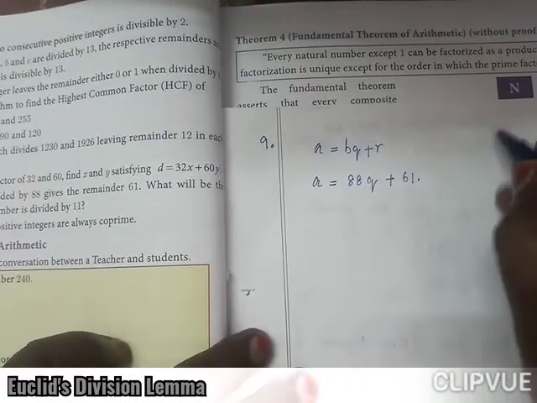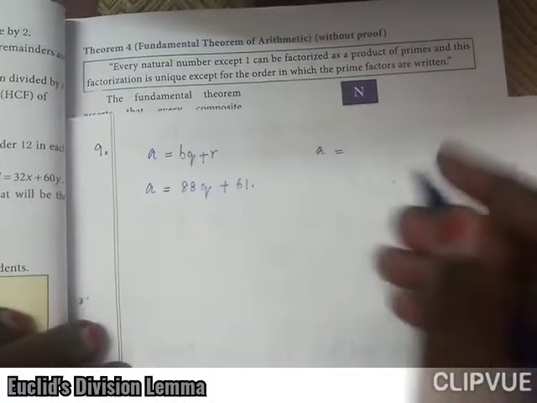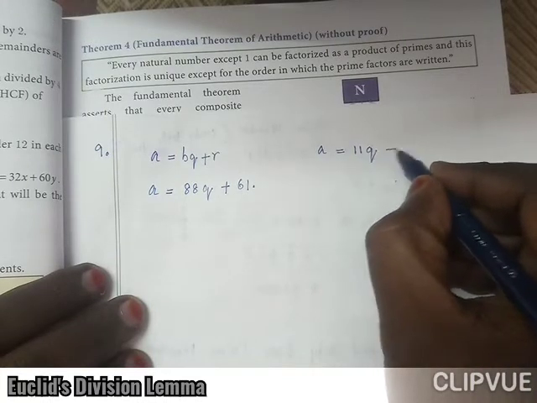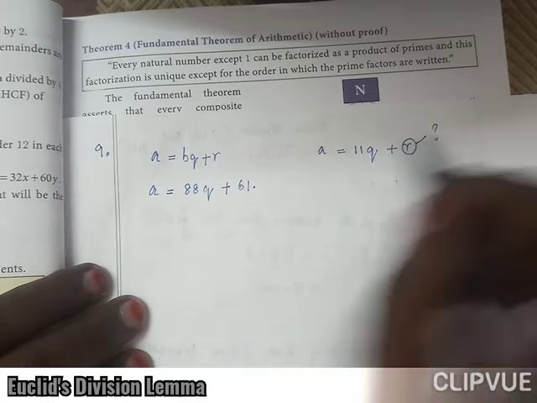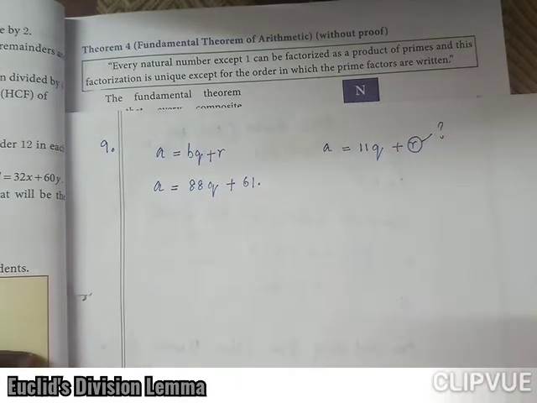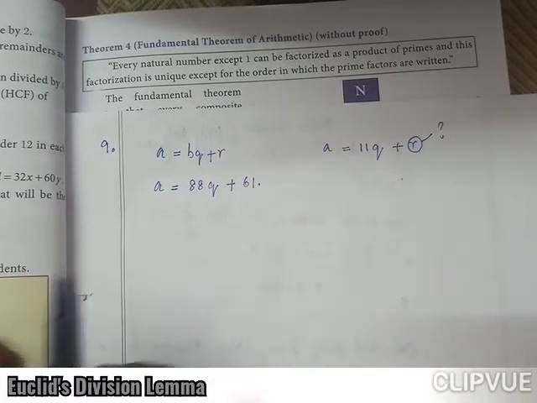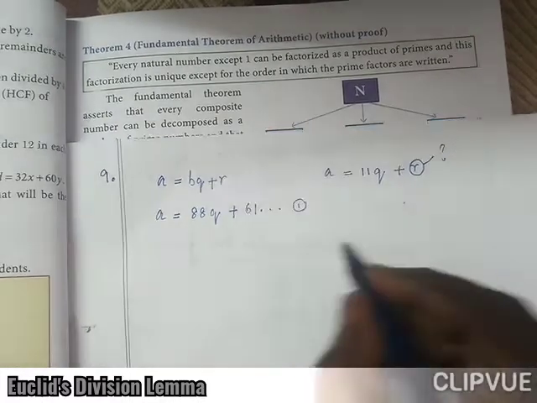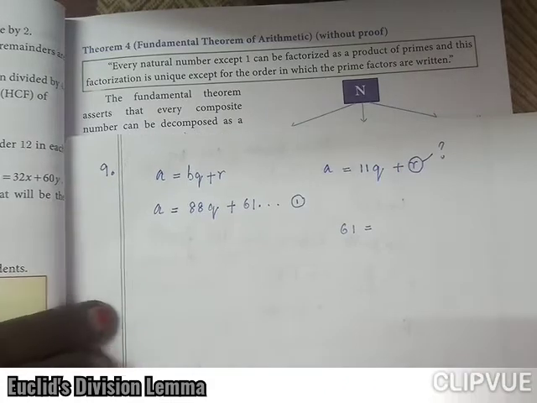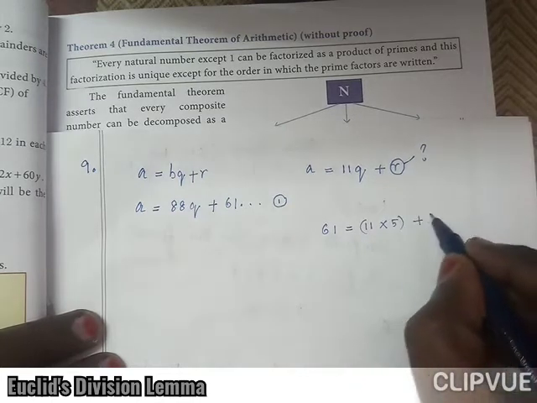What will be the remainder when the same number A is divided by 11? So 11Q plus R. You are going to find the R value. Here A equals 88Q plus 61. Take this as 1. So this 61 can be written as 11 into 5 plus 6.